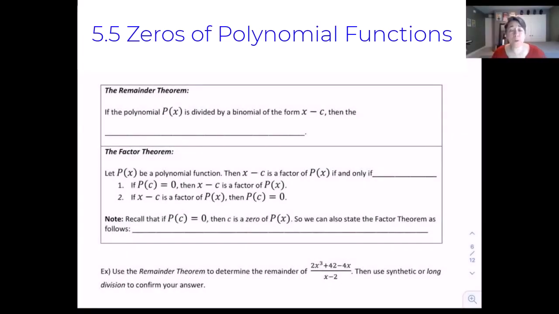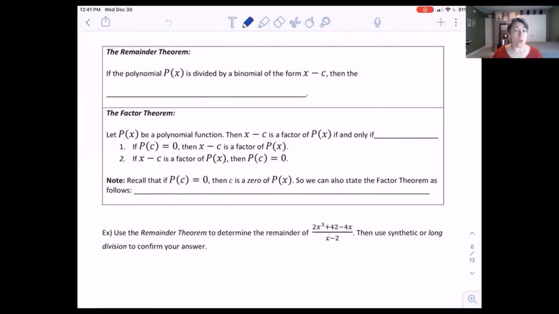Now we're ready to look at zeros of polynomial functions and all of the theorems that go along with that. The remainder theorem says that if we have a polynomial, p of x, and it's divided by a polynomial of the form x minus c, in other words, x has a 1 coefficient and a 1 exponent, then the remainder is the value we get when we plug c into the function.